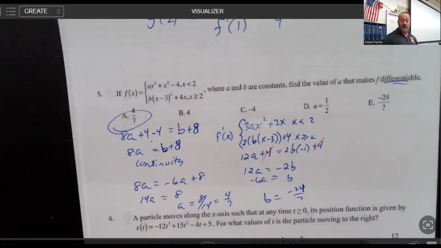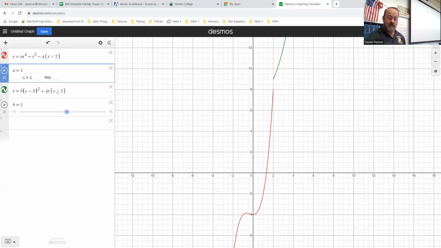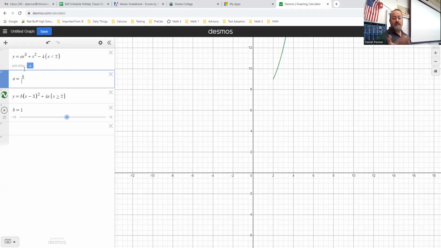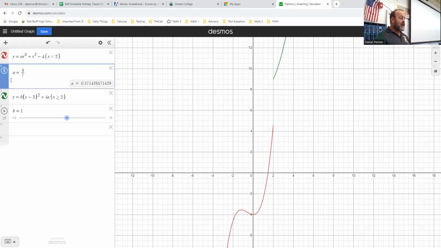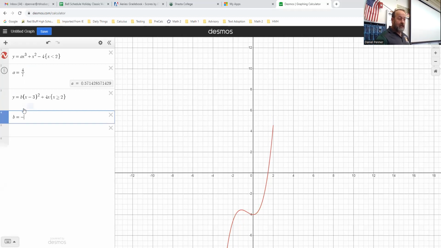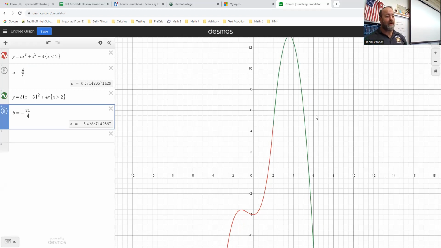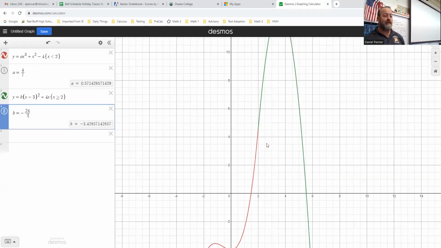So I typed in the equation, and please notice that we decided to make A specifically the number 4/7. So that's going to change that thing a little bit. And in order to make that true, I needed b to be negative 24/7. And what you'll notice is right there, the two are stitched together absolutely perfect.